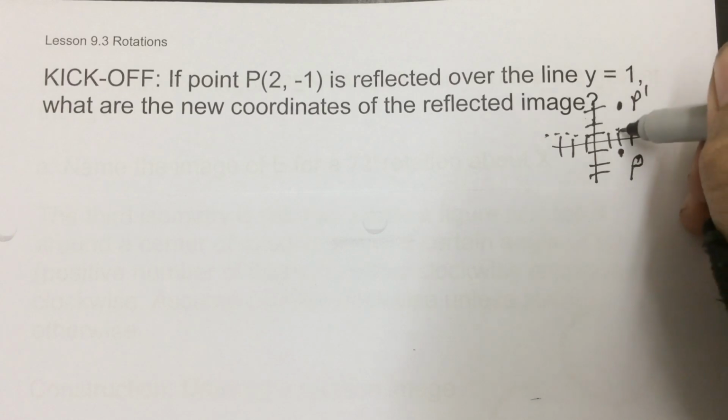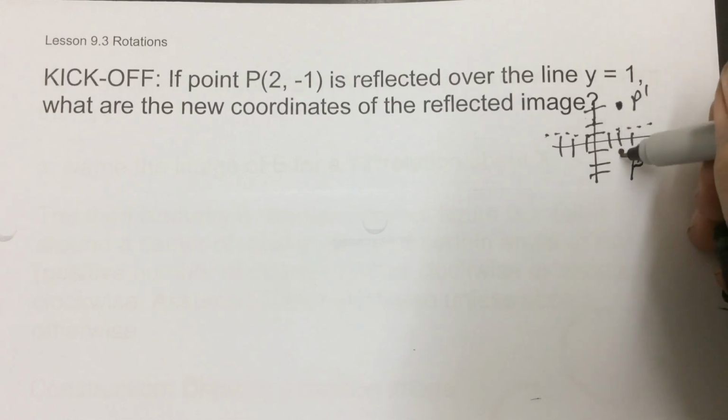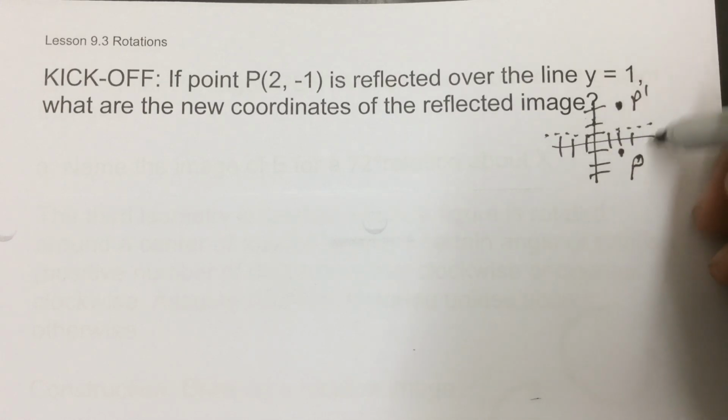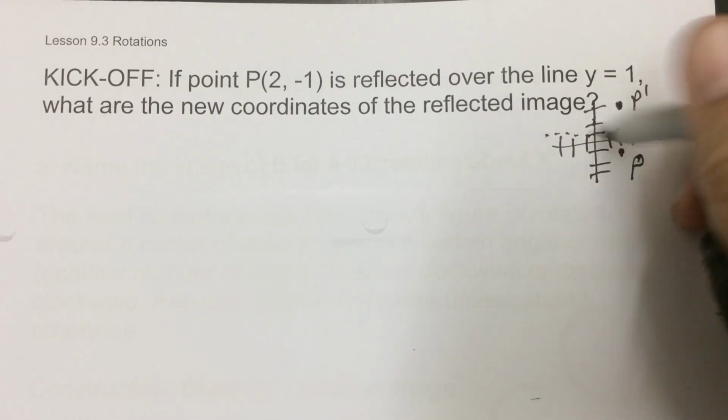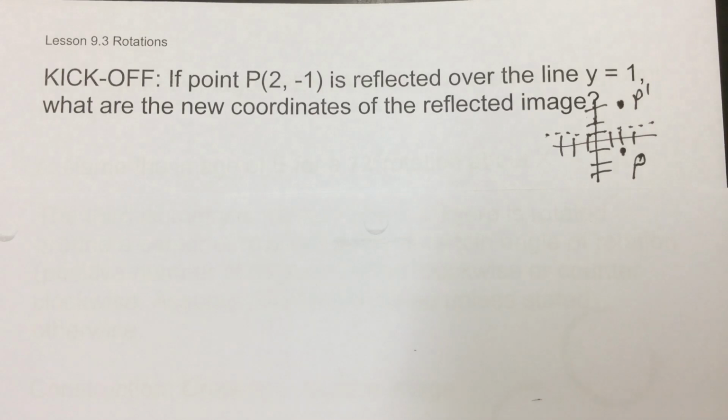So same distance away, you're going to be that far away from the line, and you're always moving perpendicular to the line. So for a horizontal line, we're moving up and down, so we're reflecting our y's. Our x's don't change. Okay?